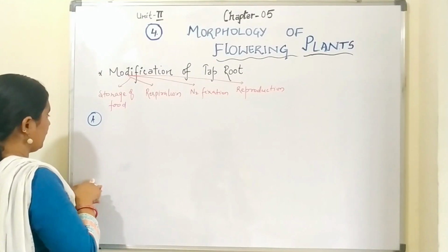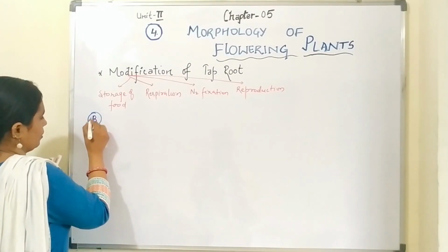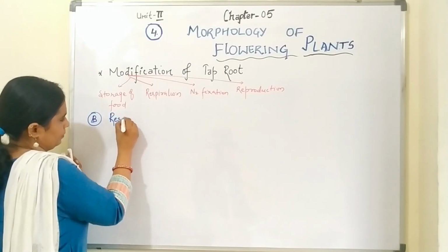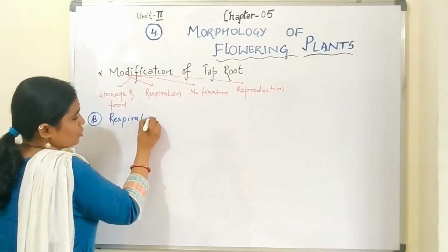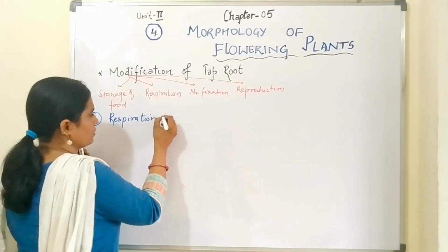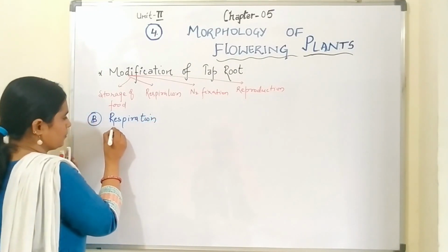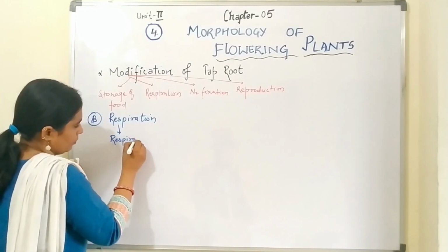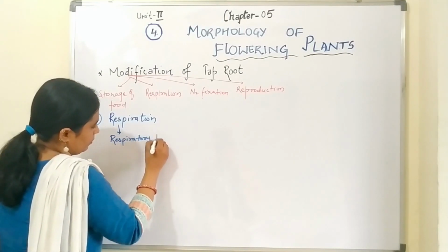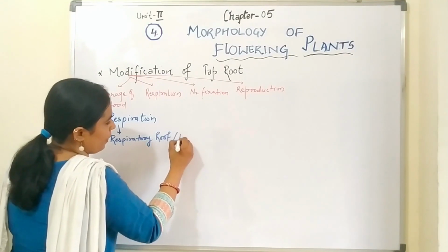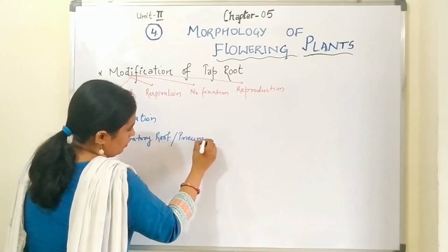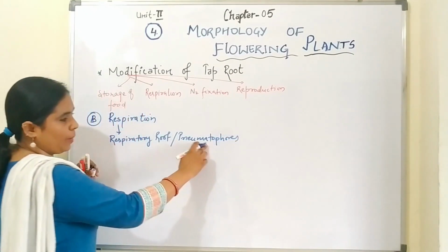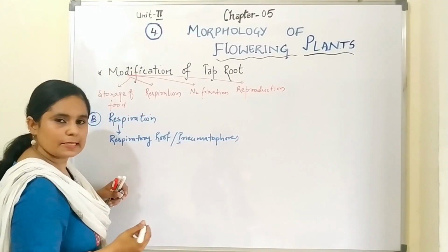Now, the next is the purpose of respiration. Such roots are also called respiratory roots or pneumatophores. Fine. Pneumato, here P is silent.